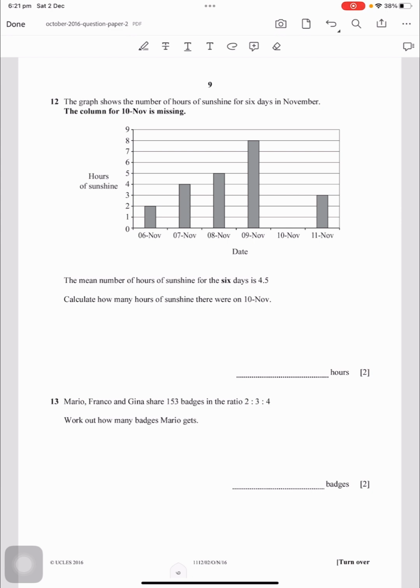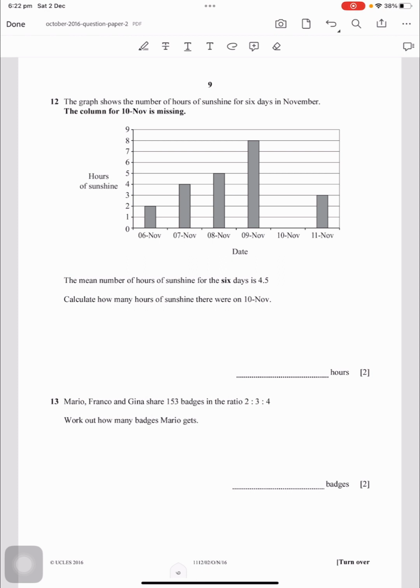Okay, so let's read this. The graph shows the number of hours of sunshine for 6 days in November. The column for 10 November is missing. Okay. The mean number of hours of sunshine for the 6 days is 4.5. Calculate how many hours of sunshine there were on 10 November.